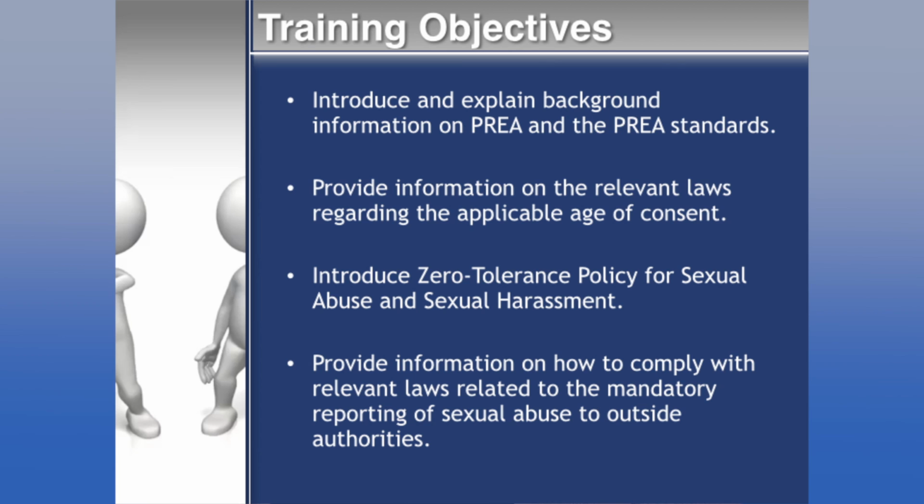In Module 1, we'll review the training objectives. We're going to introduce and explain background information on the Prison Rape Elimination Act, also referred to as PREA, and the PREA standards. Provide information on relevant laws regarding the applicable age of consent. Introduce our zero tolerance policy for sexual abuse and sexual harassment, and provide information on how to comply with relevant laws related to the mandatory reporting of sexual abuse to outside authorities.